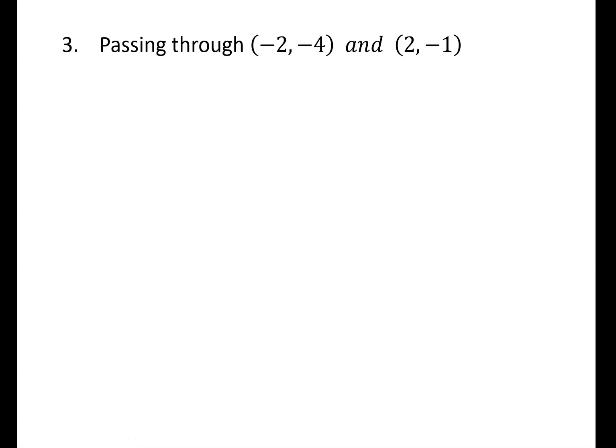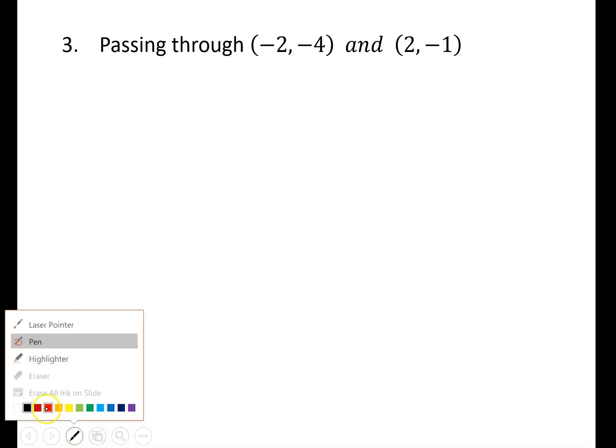Okay, number 3. This time it says passing through (-2, -4) and (2, -1). So we want the equation of the line that passes through those 2 points. Now remember, the requirements for writing the equation are you need a point, which we have, and you need the slope, which we do not have. So this problem will require an extra step. We're going to have to find the slope on our own. So that's step 1. We'll put that here. Step 1.